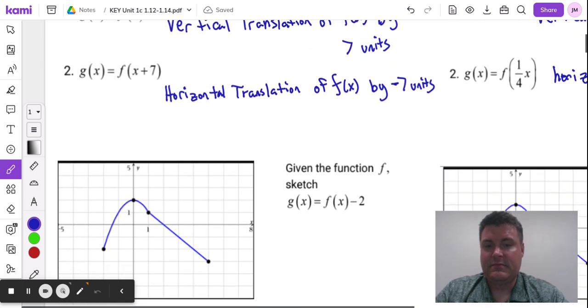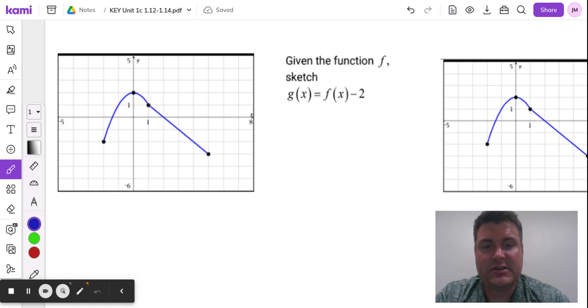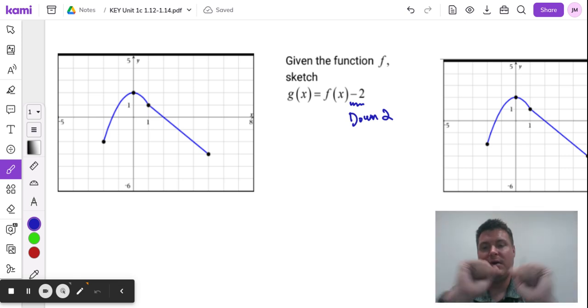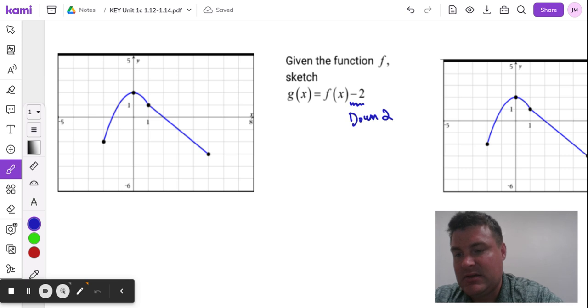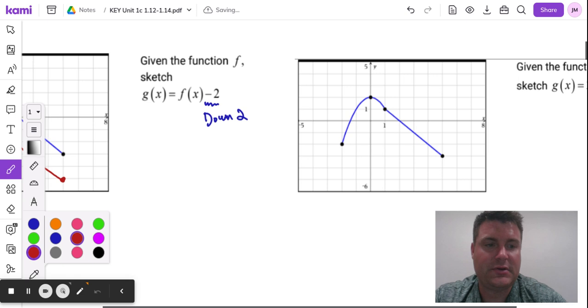Okay. Given the function f here, sketch g. So all we're going to do here, you can think of it this way, it's a vertical translation of -2. We're just going down 2. Think of it that way. That's not how we would write it out, but we can think of it that way. So take all these points. Since it's already in blue, I'll do this in red. So take all these points, go down 2. Okay, so it looks like we kind of sort of got a parabola here. Parabola and then linear. Okay, super simple.